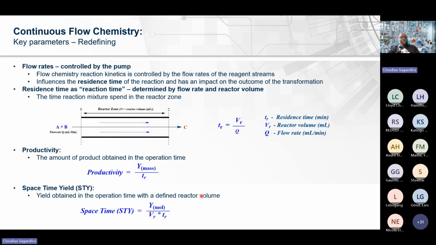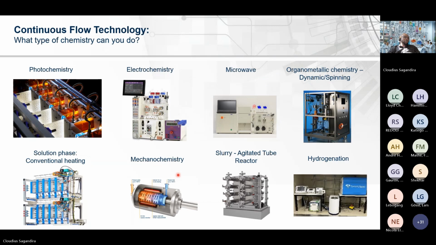And productivity is something that is important in flow, where it is the amount of product that is obtained in an operation time, calculated using Y, which is the mass that you are getting over time. And space-time yield is obtained in an operation within a defined volume of a reactor.